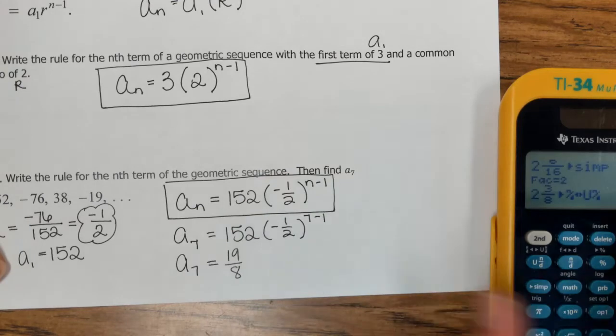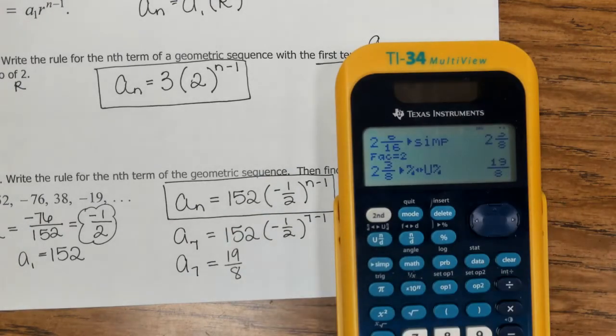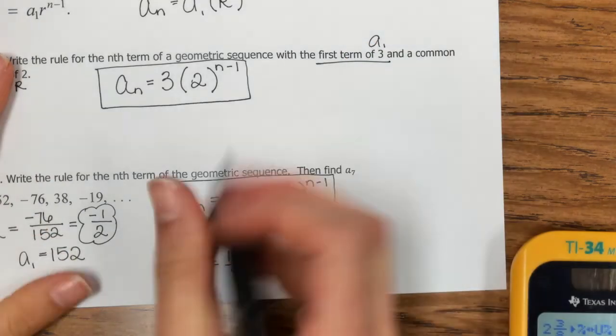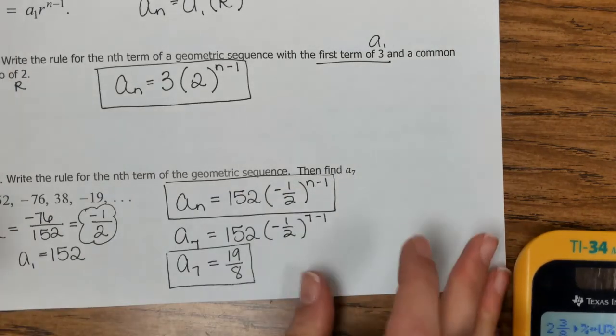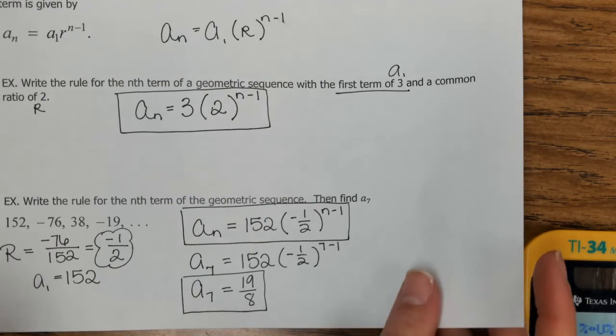Now, if you typed this in with a decimal, 152 times negative 0.5 raised to the 7 minus 1 spits out a decimal. Okay? So, whichever you want to do, I'm good with whatever. Okay? As long as you get it right. You understand that?